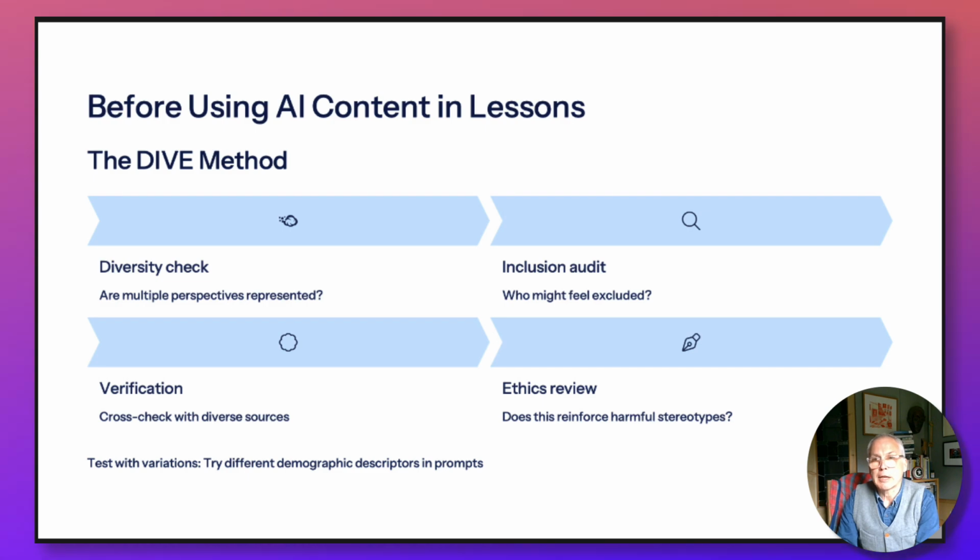Third, verification. Don't rely solely on AI. Check key facts and perspectives against diverse sources. And finally, ethics. Ask yourself if this content might reinforce harmful stereotypes. Additionally, try testing variations of your prompts with different demographic descriptors and see if responses change inappropriately.